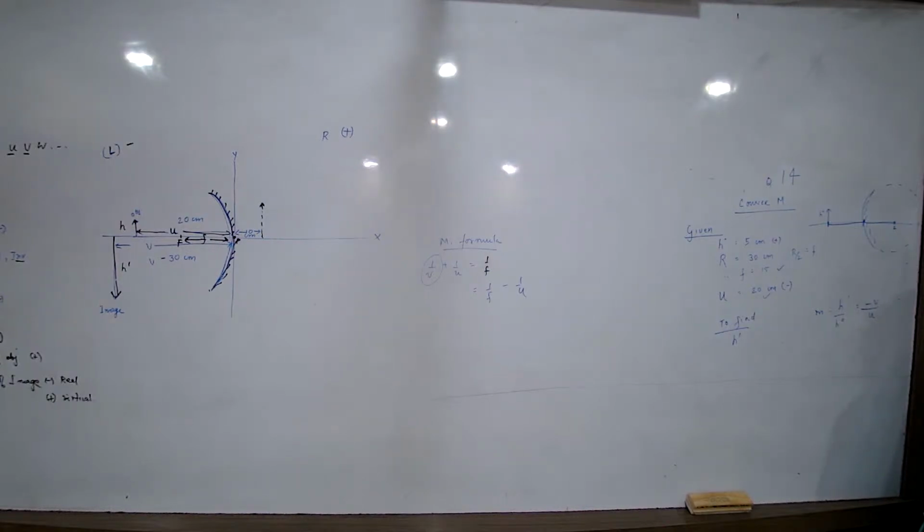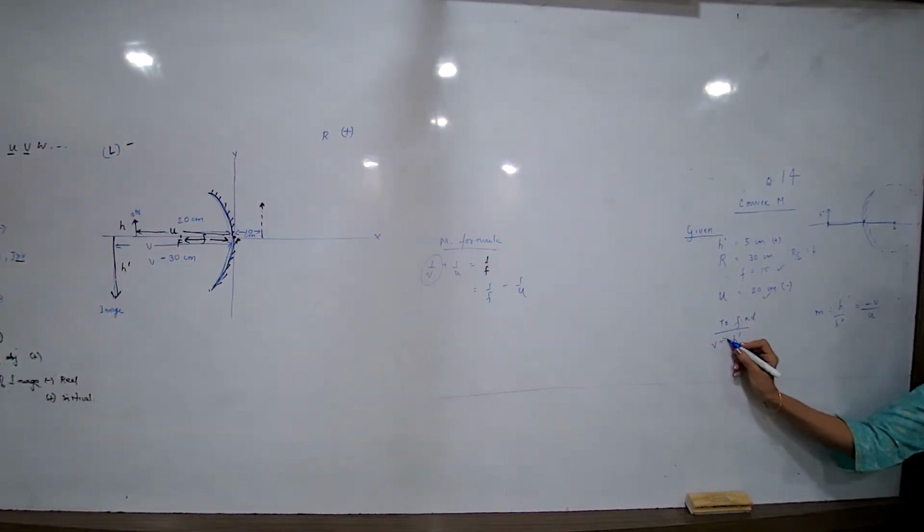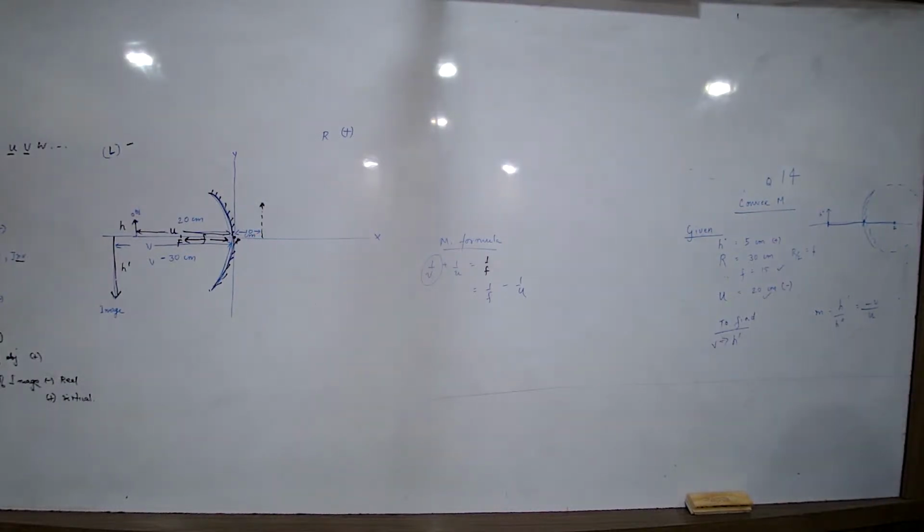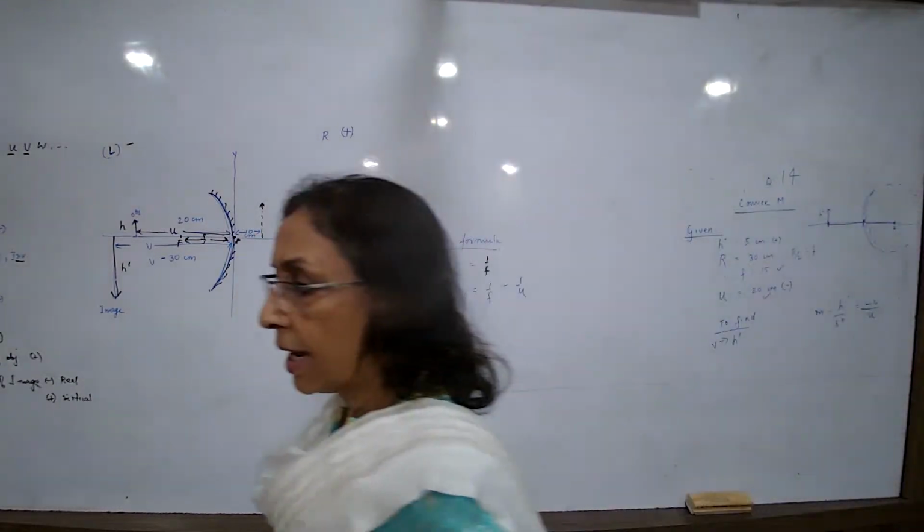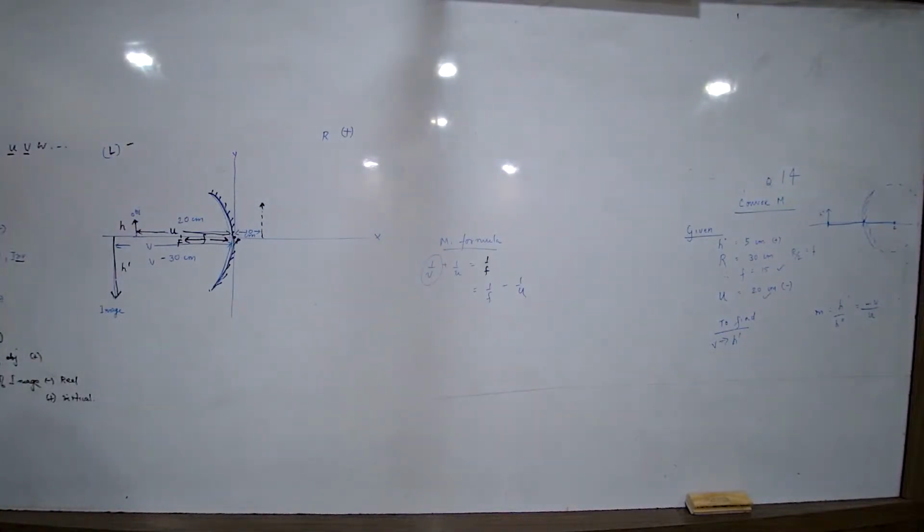Is that okay? Two steps. Find out V first. Once you know V, then you can find out H dash. Yeah, first you have to find out V and then also you have to find out H dash. Will you be able to do it? I'm giving you the steps so that it becomes easy. Understand? Because you missed the first two classes, that's why. Clear.